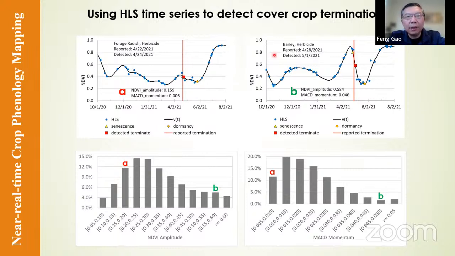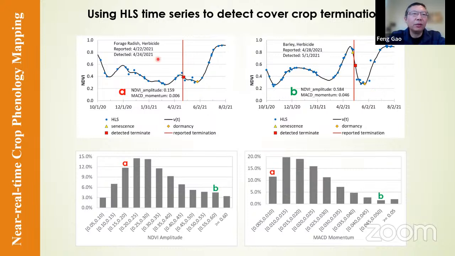Another case is similar: planted and grown, then a decrease due to the winter time, when the temperature drops or there is snow. Then in springtime, it picks up quickly. It's much faster than this one. So in both cases we can detect it, but in this case we have less confidence.